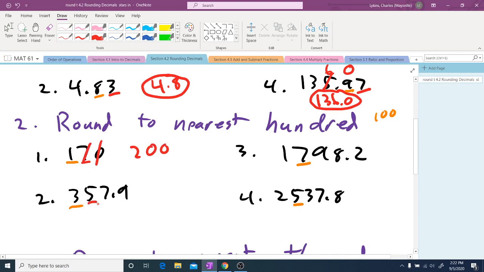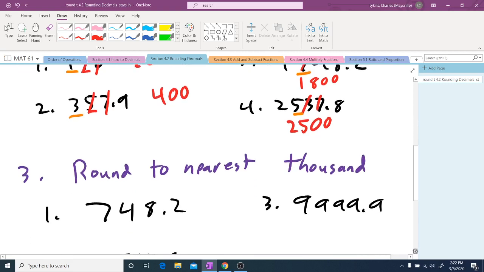Take a look at this 5. The 5 would make that 3 a 4, and then this would be 0, 0. So the 3 would go to a 400. Notice it's 100, so it's 200 and 400. Take a look at this 7. You look behind it, and it's a 9. The 9 would make that 7 go to an 8, and everything behind it is a 0. So that 1,700 would turn into 1,800. And finally, that 3 would cause that 5 to stay the same, so right behind it is 0.